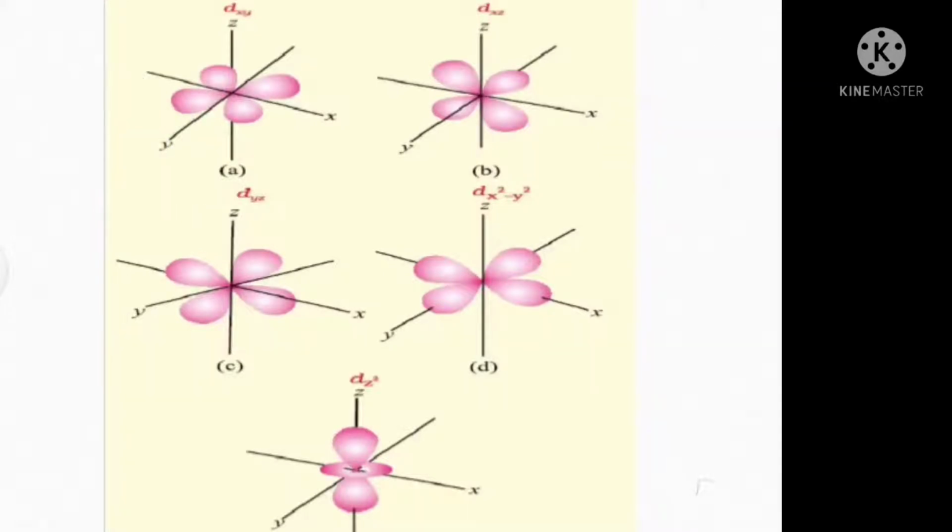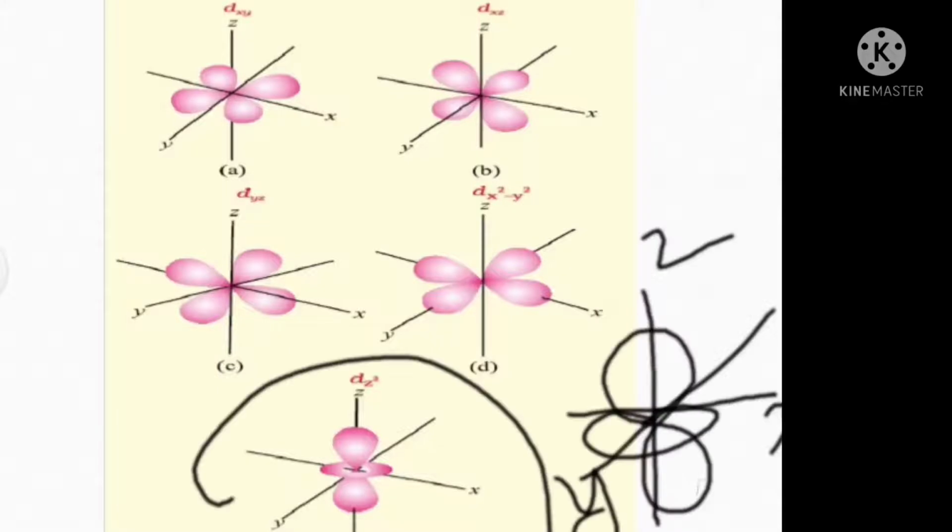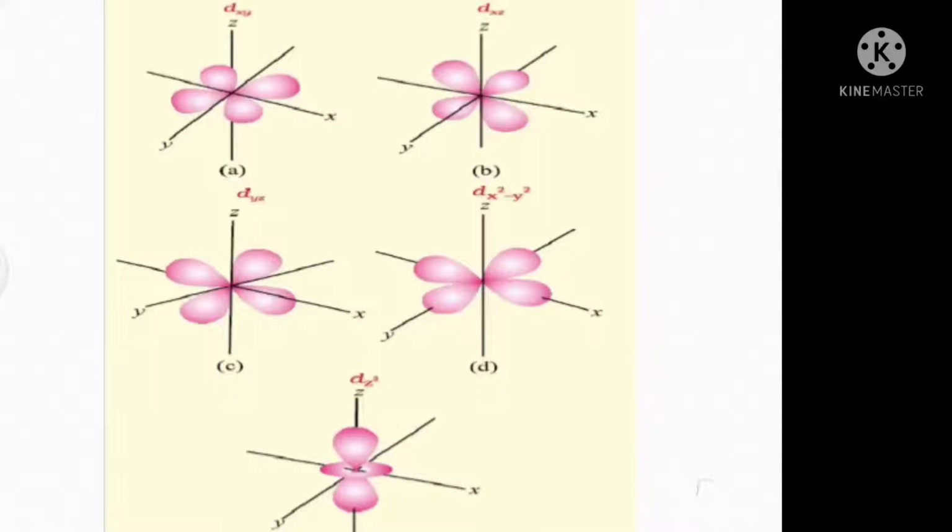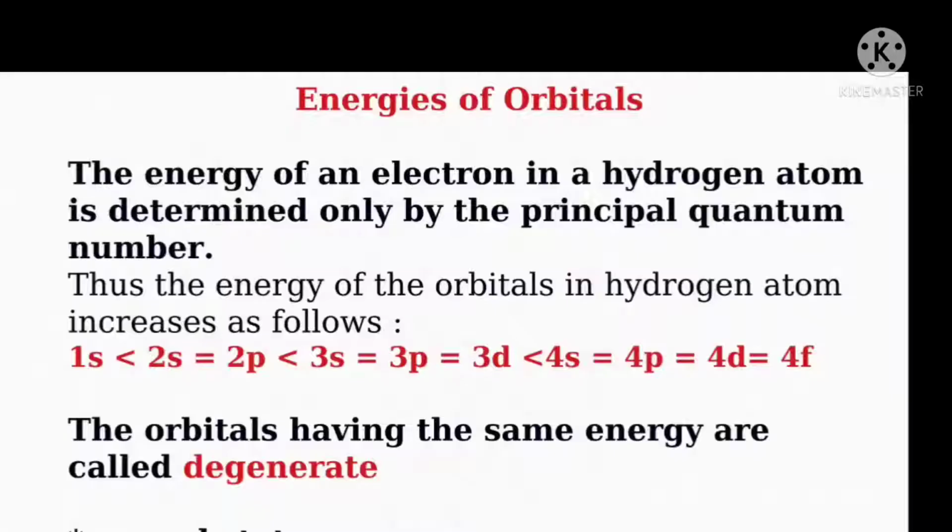The shape of the first 4 d orbitals are double dumbbell shape, and that of the fifth, dz square orbital, is shaped like a single dumbbell shape along the z axis with a donut-like ring around the nucleus on the xy plane. Hence, it is also called donut-shaped orbital.